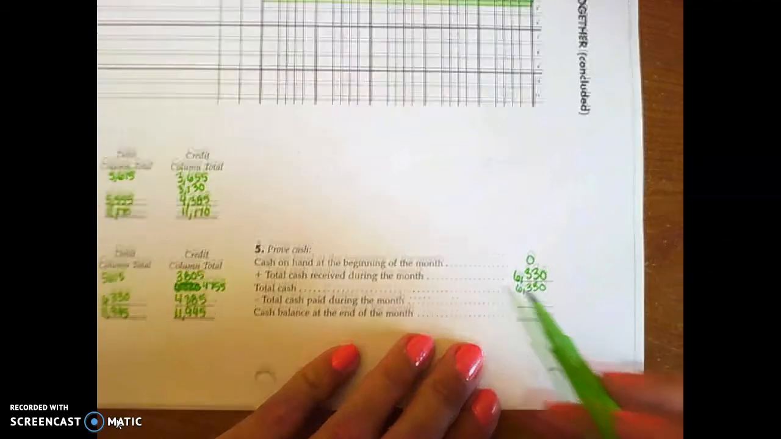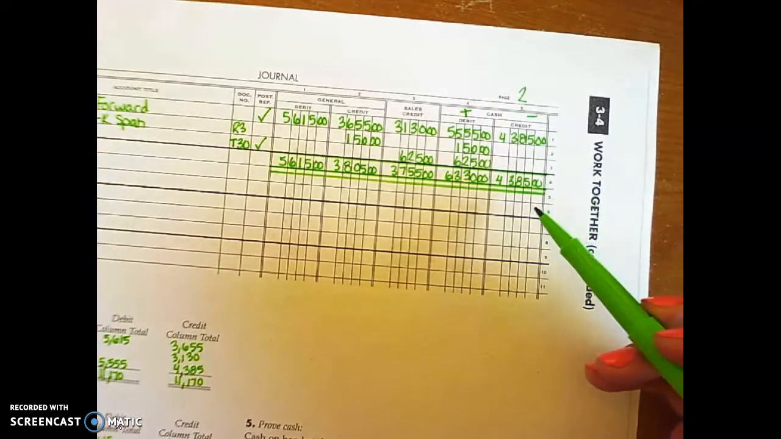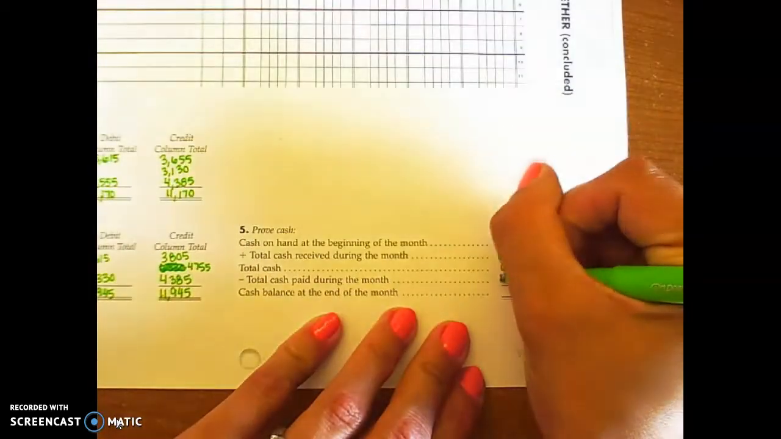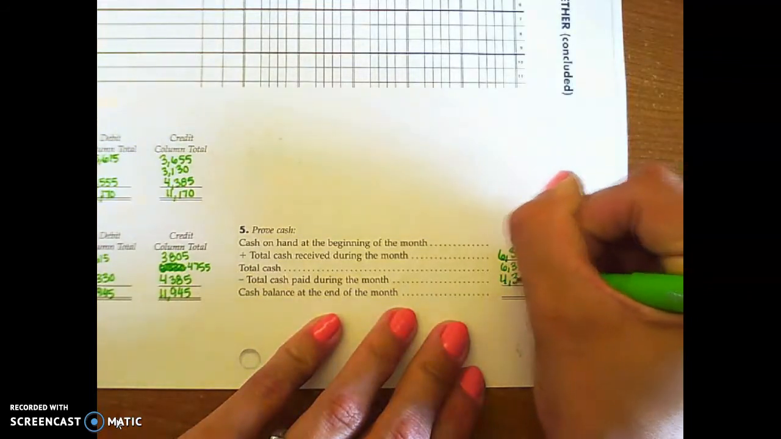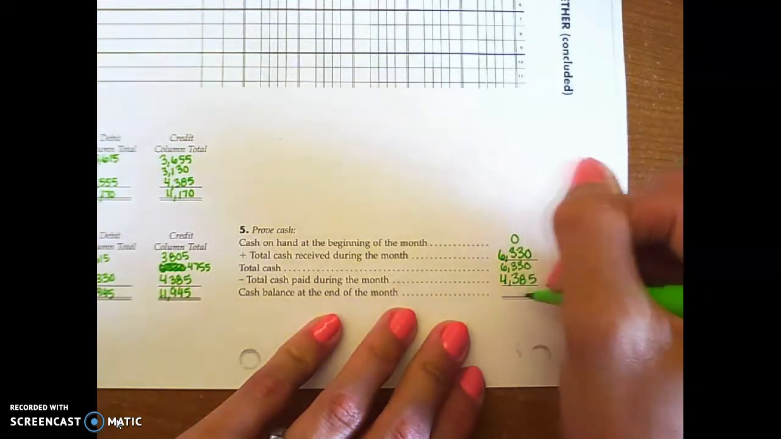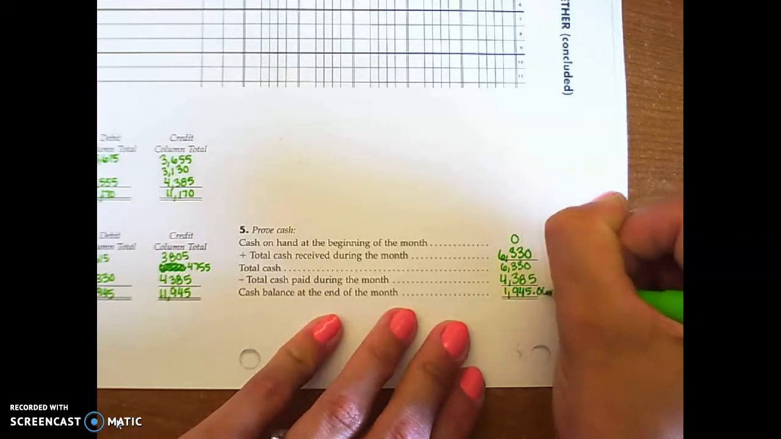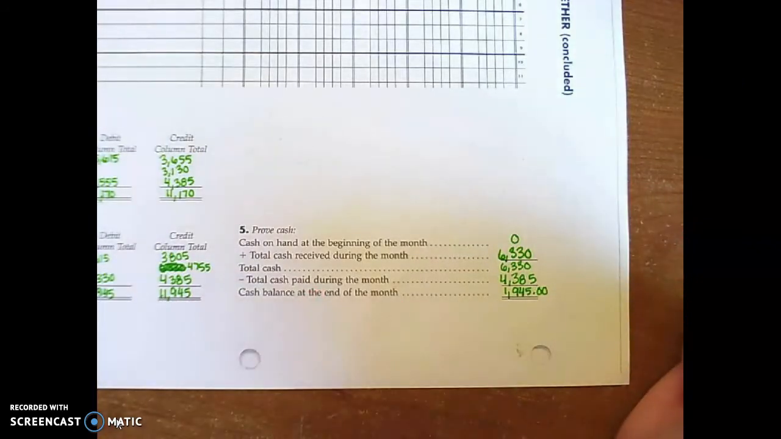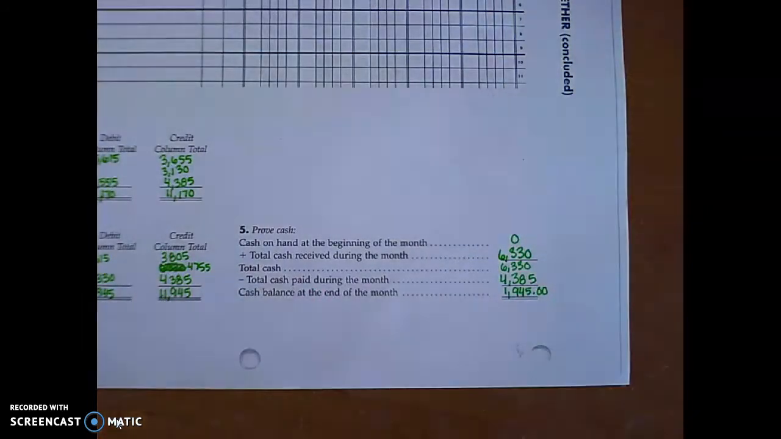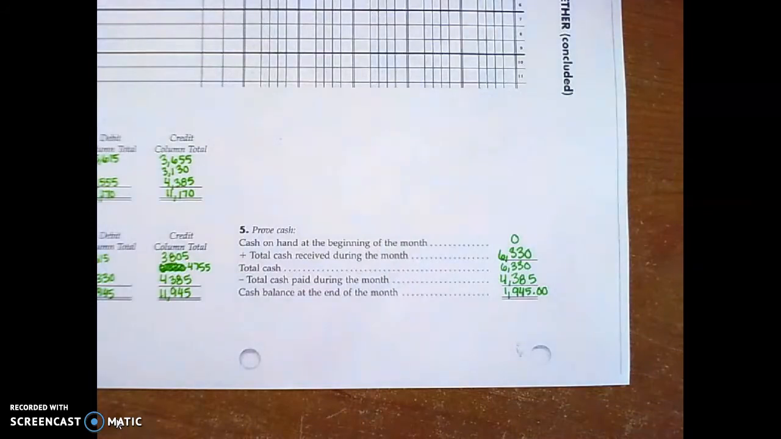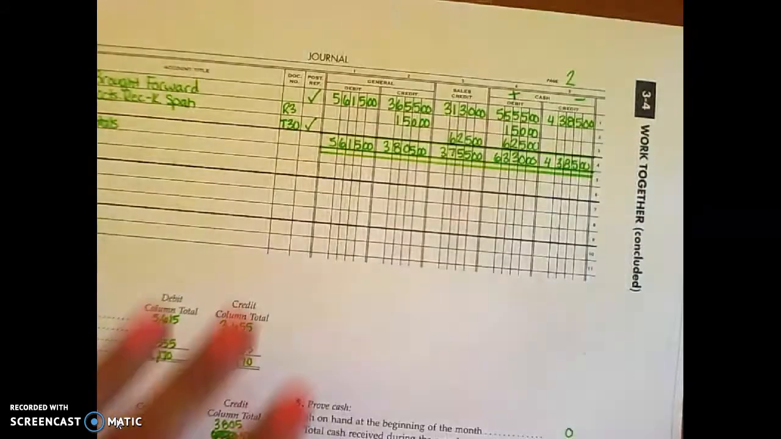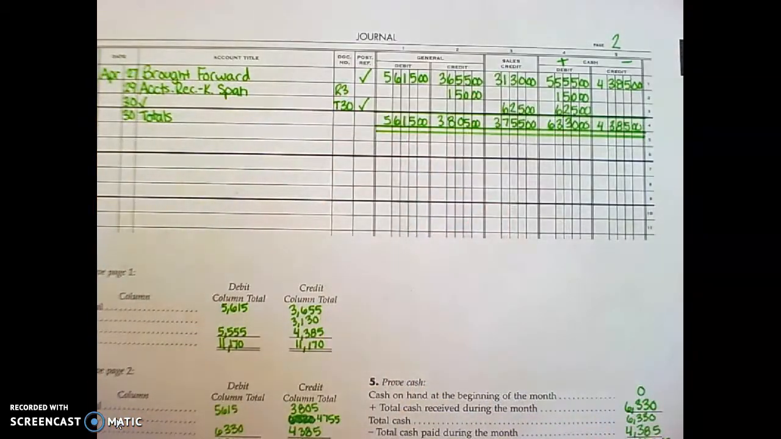Minus cash paid during the month, that would be our cash credit column total, 4,385. And that will equal our cash balance at the end of the month, $1,945, which equals what we have on our next unused check stub, which is in the book. So if they equal, everything will be good, and it is. So we are done with this journal. We are done finally with the work together.